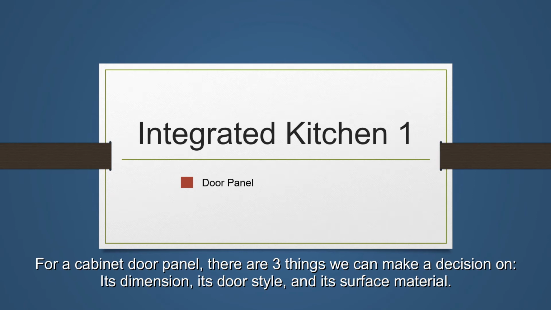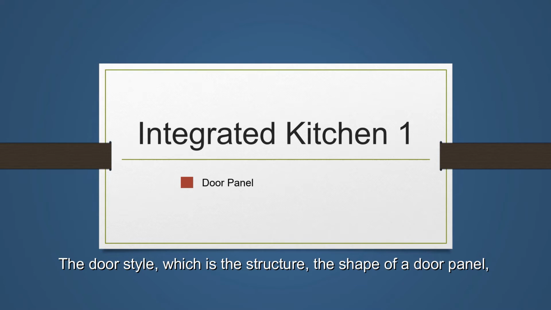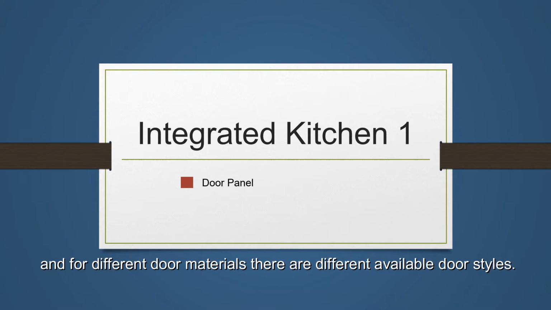For the cabinet door panel, there are three things we can make a decision on: its dimension, its door style, and its surface material. The dimension is usually matched with our cabinets, decided by its width and height. The door style, which is the structure, the shape of the door panels, and for different door materials, there are different available door styles. We can know the available door styles for each material by looking up our kitchen sales menu. And by the way, this will update every single year.